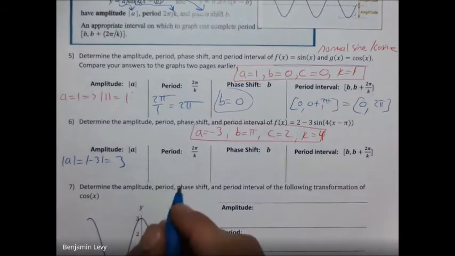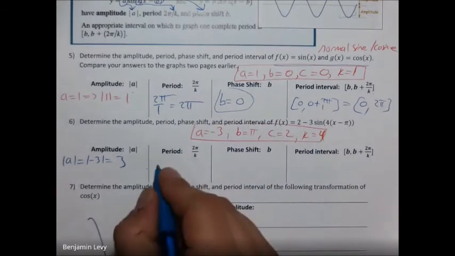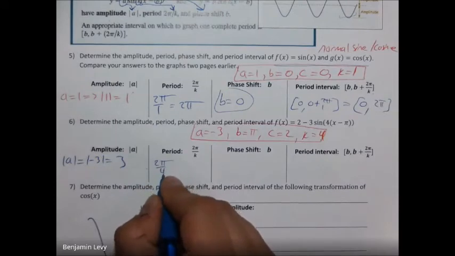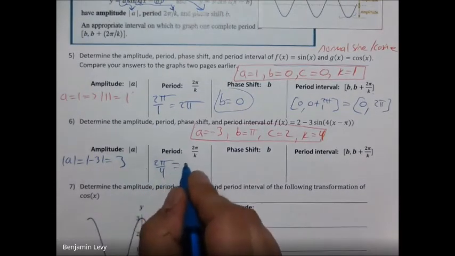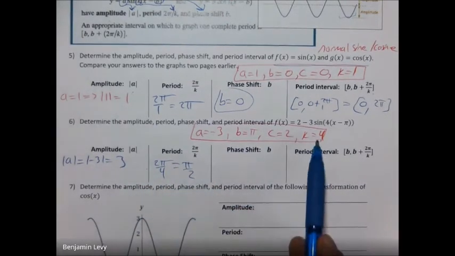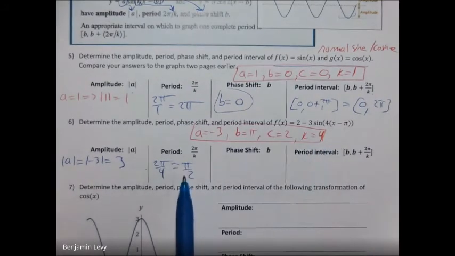The period is 2 pi over k. In this case, k is 4. And so we'll have 2 pi over 4. That reduces to pi over 2. Right, so this one has been shrunk horizontally, and so it has a smaller period.